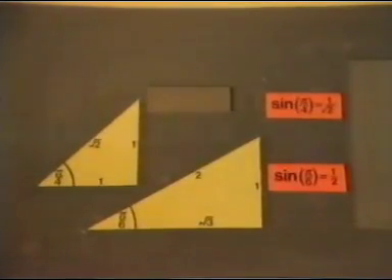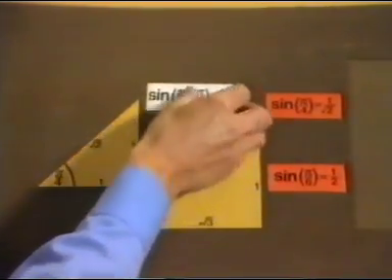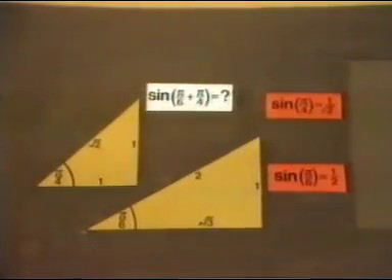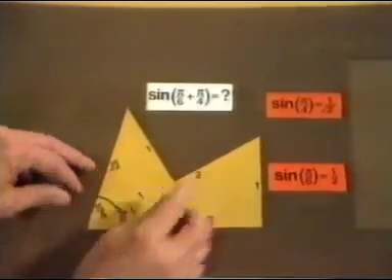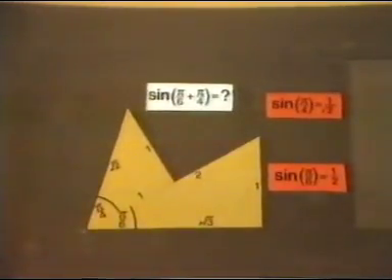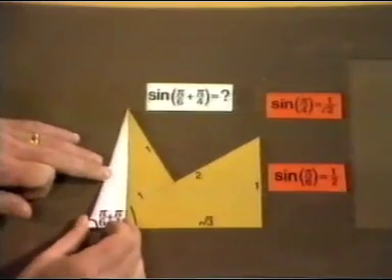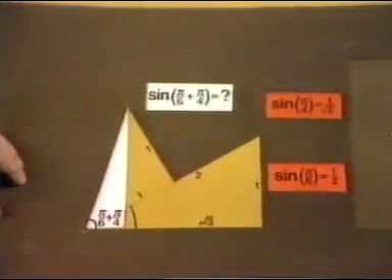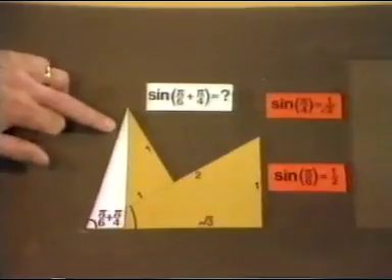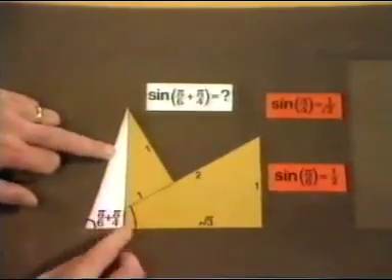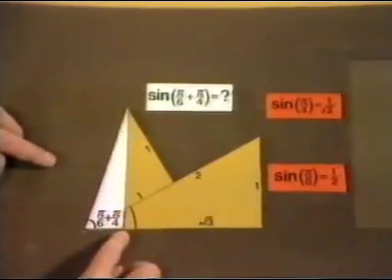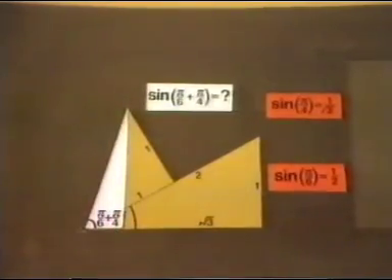But supposing you wanted to work out a rather non-standard angle, like the sum of these two, pi by 4 plus pi by 6. What's the sine of that angle? Well, if I put these two together, then this is the angle I'm interested in, and I need to look at this triangle. Now, I know what that length is. I had that one before. That's just root 2. But I don't know what these lengths are. It's certainly not a standard triangle.